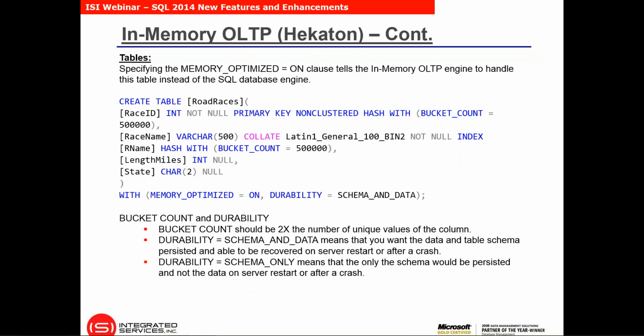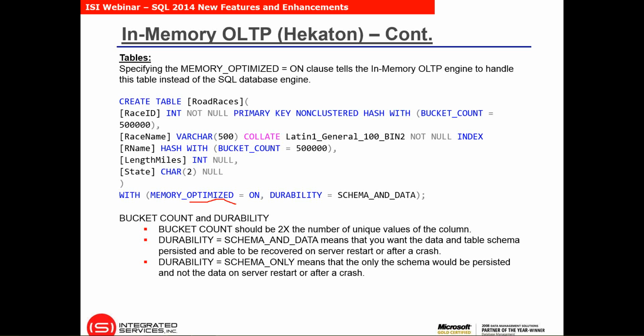You create in-memory OLTP tables by specifying that memory optimized is on in your create clause, and this differentiates it from your regular disk-based table. With memory optimized equals on in the clause, that tells the in-memory OLTP engine to handle this table instead of the SQL database engine. A couple things have to be set: bucket count and durability. Bucket count should be 2 times the number of unique values in the column, so you really have to understand the data in the table so that you can set this value.